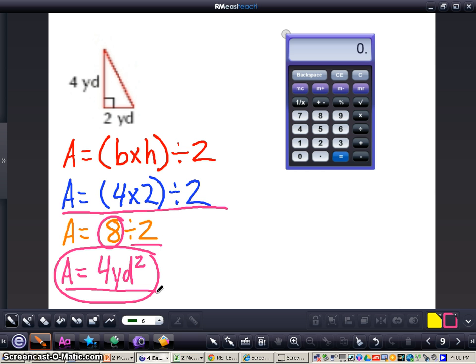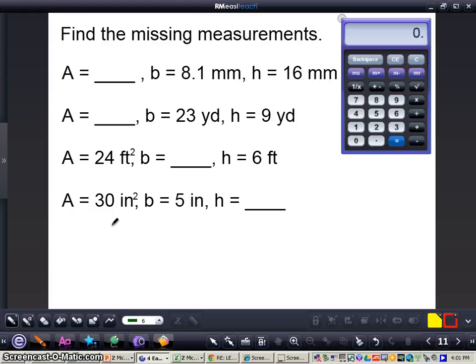So now what we're going to do is take a look at finding missing measurements within the area of a triangle. Okay, so we're going to take a look at that first problem. The area is missing. We have a base of 8.1 millimeters and a height of 16 millimeters. So remember, area equals base times height divided by 2.